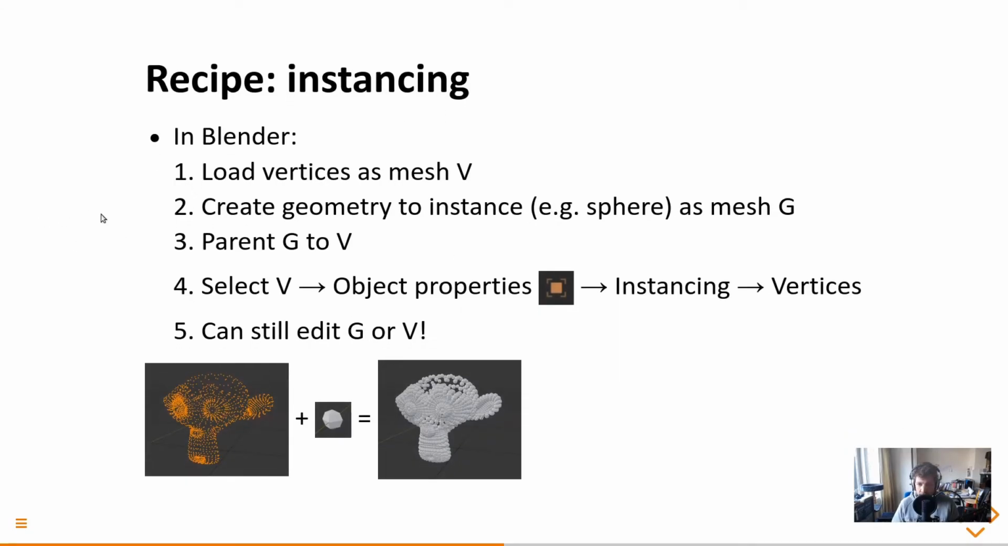This is actually quite easy to do. Here's the recipe. It's just 5 steps, and then that gives you this result. And the nice thing of that is if you do this type of instancing, you can still edit the shape that you place or even the point cloud itself and see what the results are. So we'll just have this recipe here as a reference in the slides. We won't go into that in detail.